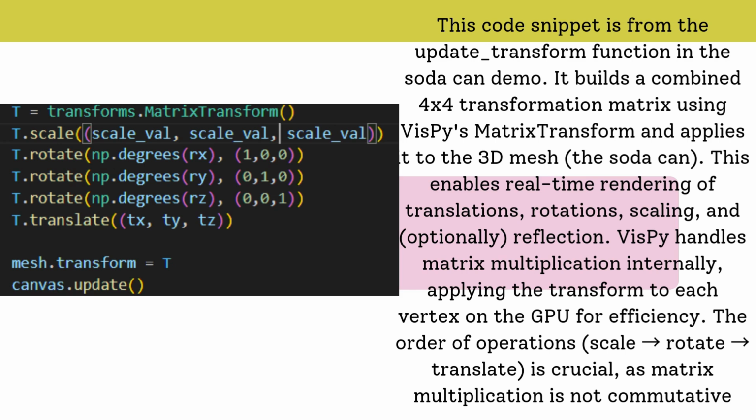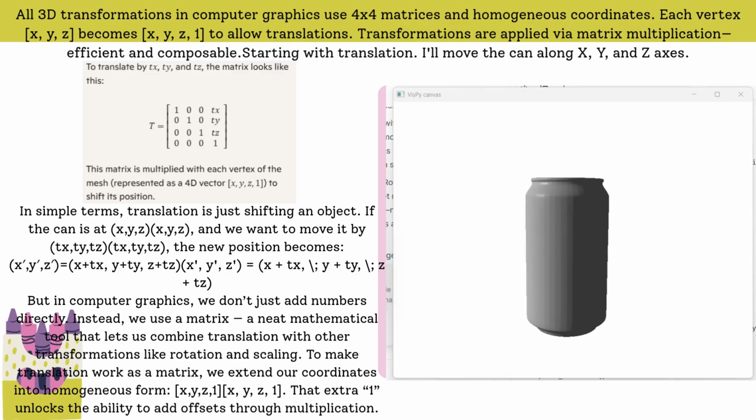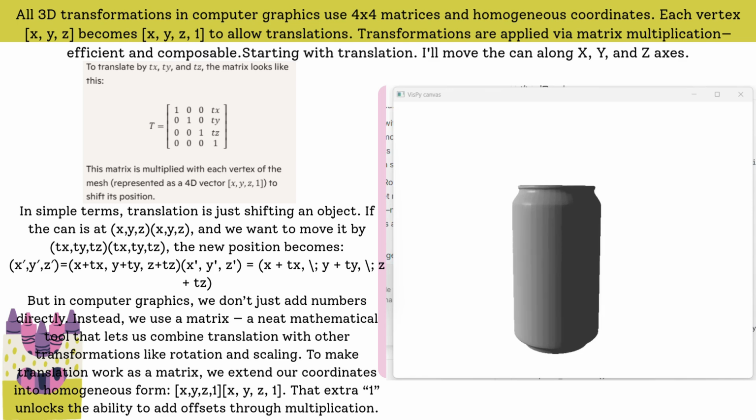VisPy handles matrix multiplication internally, applying transforms to each vertex on the GPU for efficiency. The order of operations, scale, rotate, translate, is crucial as matrix multiplication is not commutative. Here are all the 3D transformations.